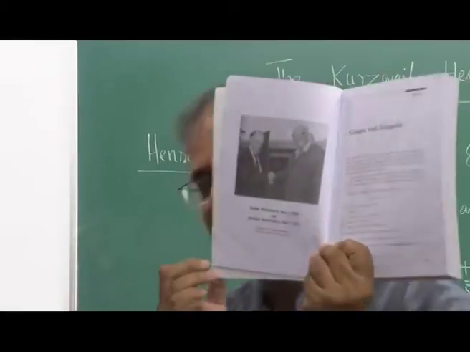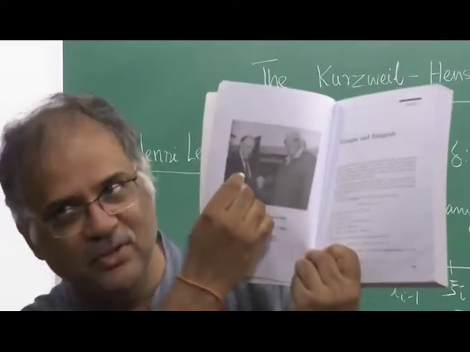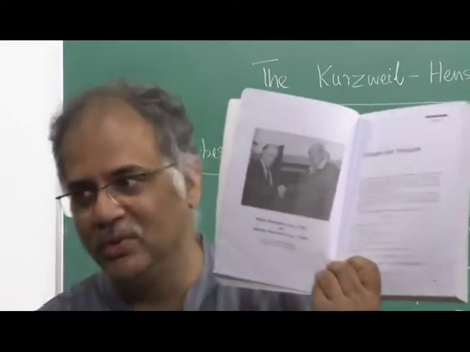So, here are the two mathematicians, here is the English one, Henstock, you can understand, and here is the Polish one, Kurzweil. So, Henstock and Kurzweil.